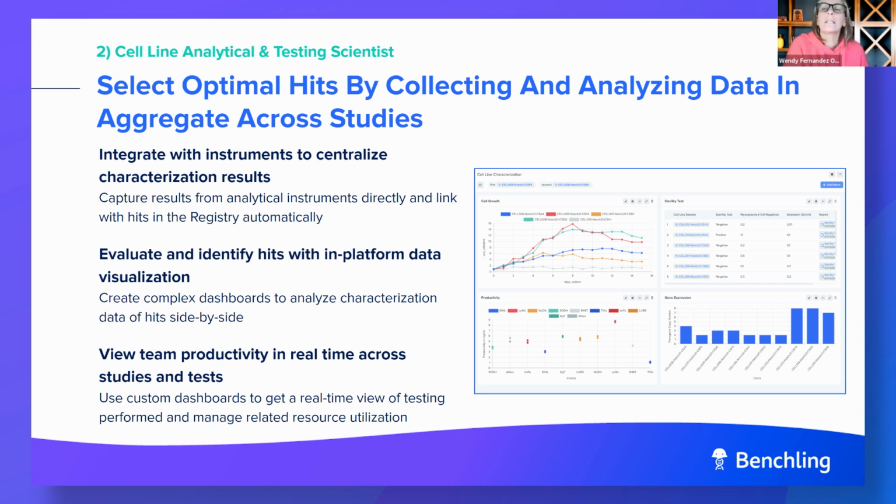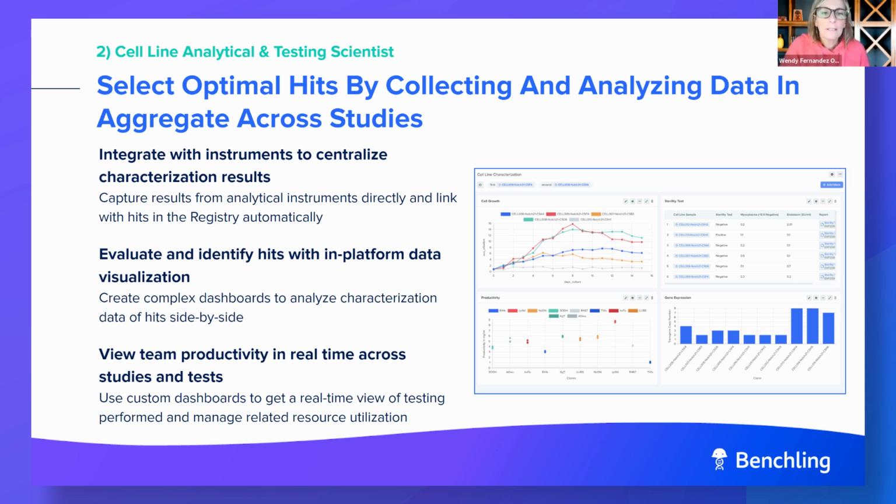The next team is the cell line analytical and testing team. So this team is responsible for the characterization of the cell lines. And they are going to do experiments like cell line authentication, sterility, cell bank genetic stability. The detailed analysis of this data will allow the team to make a decision on what candidates move downstream.